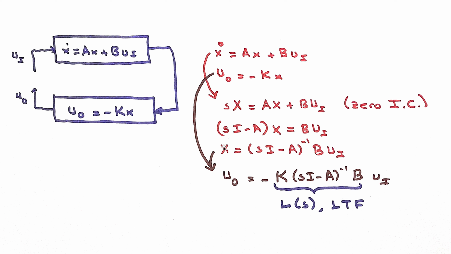Now taking this X, putting it here after transforming this to the Laplace domain, we have the u_o output here. The return signal is basically minus K (sI minus A) inverse B multiplied by the injected signal. So we call this L, K (sI minus A) inverse B, the L of S loop transfer function.